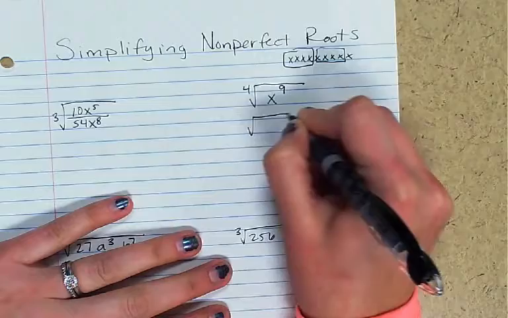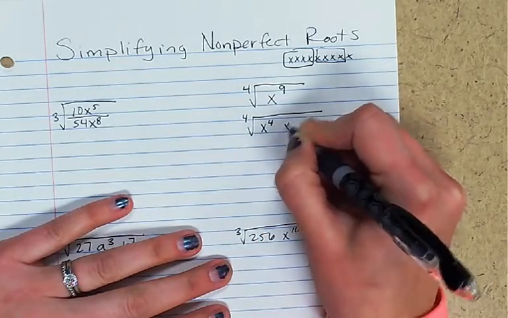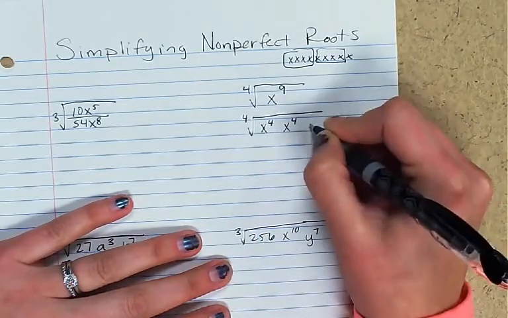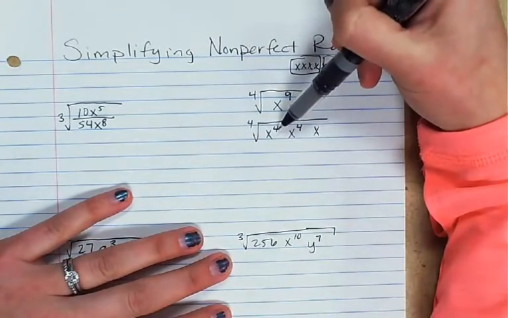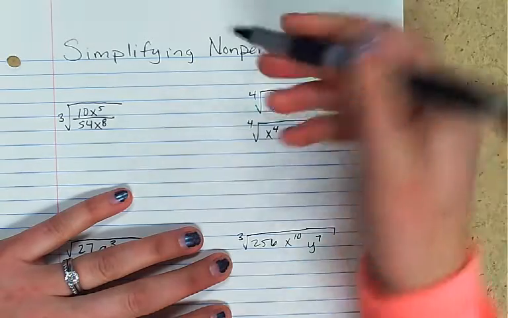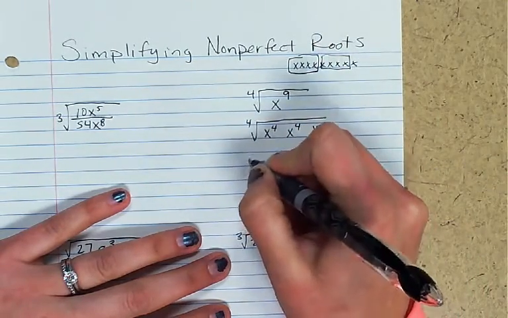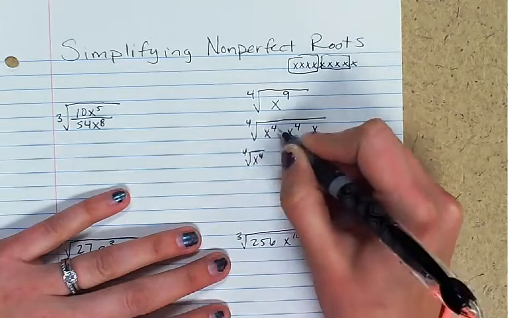So I'd have one group of x to the 4th, my second group of x to the 4th, and then a lonely x by itself. Now, if you have the same exponent as the root, so the fourth root of x to the 4th, there's two ways we can think of it. We can write it out like this.